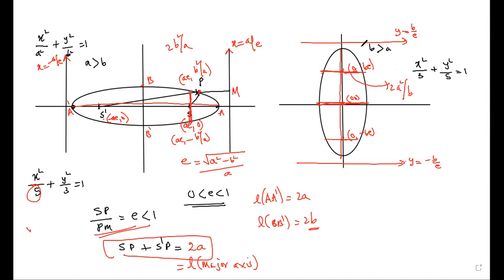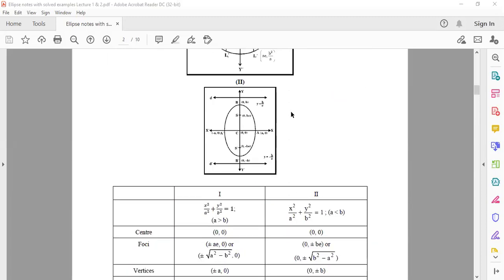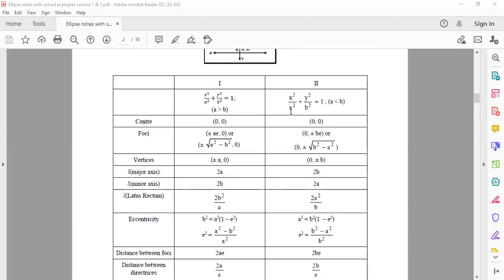You have your notes. The table is given in the notes, so you don't have to worry about it. Look at the notes. I have given a table here, at the beginning of the notes. So whenever you are in doubt, you can use these notes to get the formulae. Foci, vertices, major axis, everything is given here. If you forget it, just look at this formula and get it.